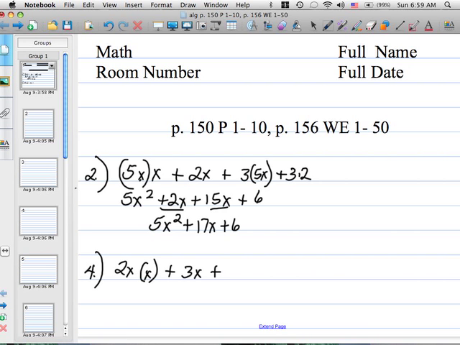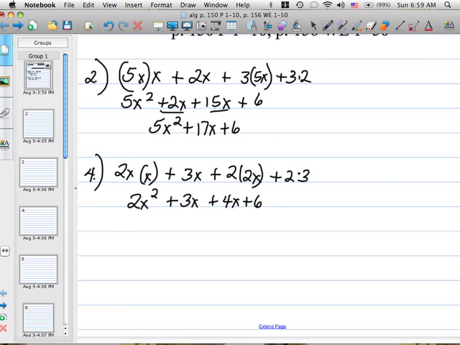Number 4, the orange rectangle is 2x times x, its area, plus the green, 3 times x, plus the blue, 2 times 2x, plus the pink, 2 times 3. So we get 2x squared plus 3x plus 4x plus 6. Collecting like terms, we have 2x squared plus 7x plus 6.